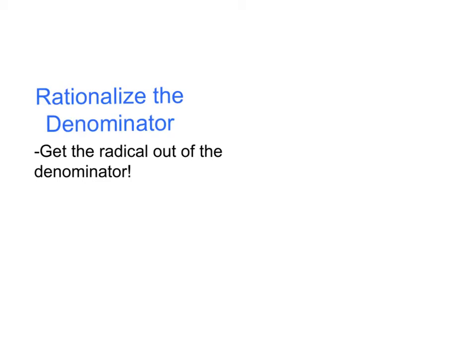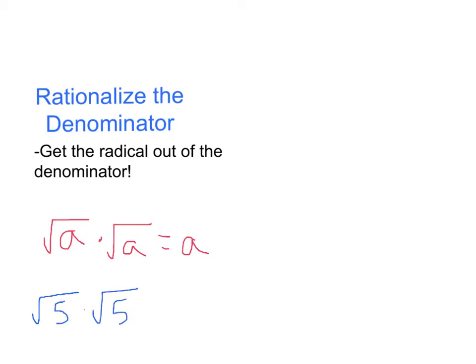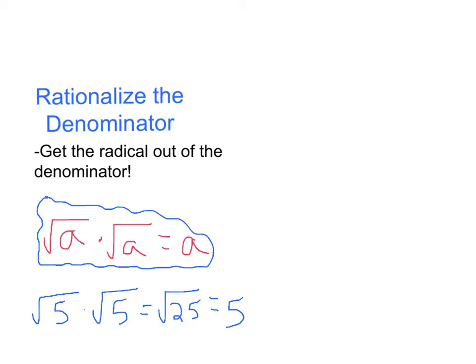And one quick thing to keep in mind that is going to help us: if you do the square root of a times itself, the square root of a, it cancels out the square root and leaves you with simply a. So let's look at that with maybe some numbers. The square root of 5 times the square root of 5 would be the square root of 25, and the square root of 25 is 5. So that's why that works. We're going to use this idea in today's lesson.